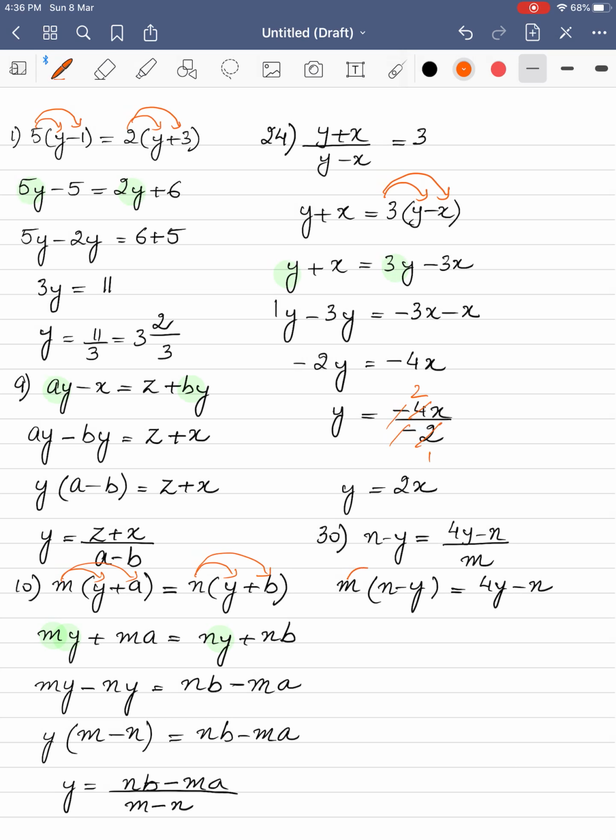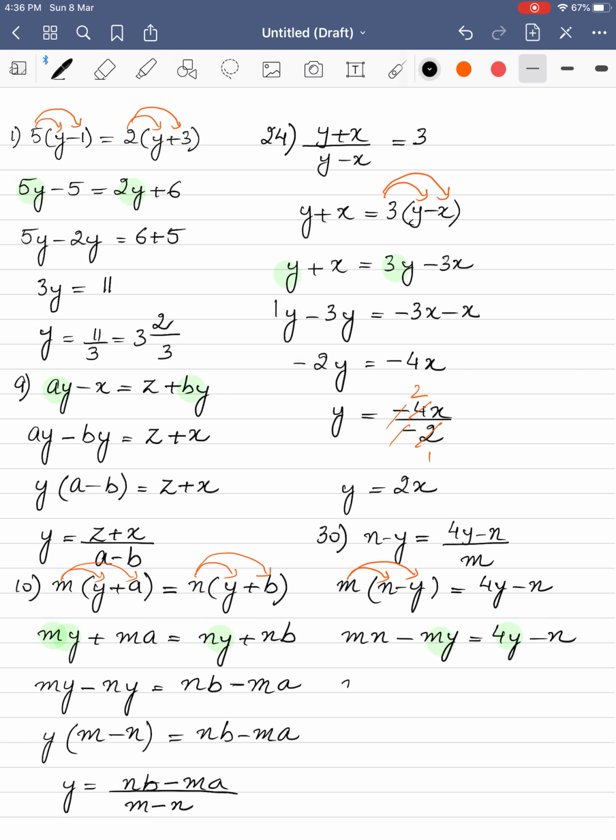Now my priority is to open the bracket first, and now I have mn minus my is equal to 4y minus n as it is. Okay, so y has to be the subject of my formula, but y is scattered on either side of the equal to sign. So if y has to be the subject, it has to go on the same side of the equation. So now this time I'll take the my, which is negative my, from the left hand side to the right hand side to show you that it doesn't really matter which side you take both the y's to.